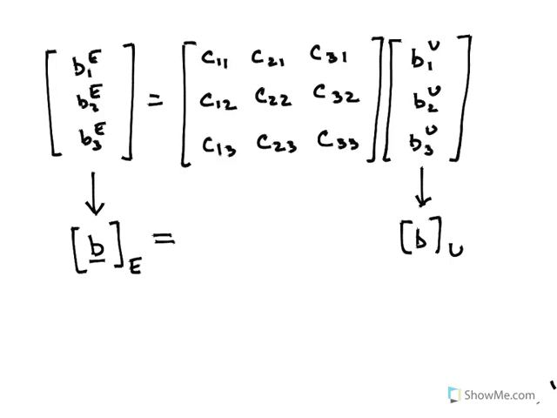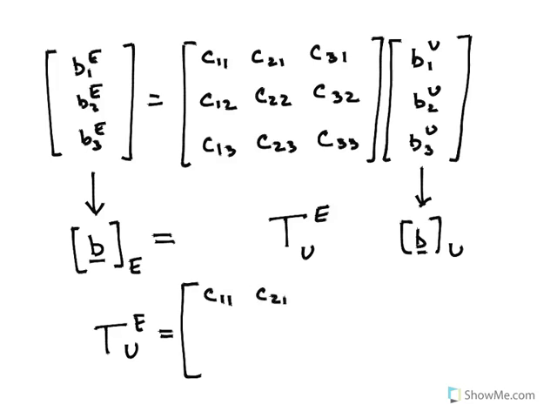Now, given that I'm expressing a vector in the coordinates defined by U on the right and by the coordinates defined by the basis E on the left, the matrix in between, that's multiplying these, has to be the matrix that transforms me from the basis U to the basis E. So I'm going to refer to this as the transformation of the components of the vector from the basis U to the basis E. So T U to E is equal to c11, c21, c31, c12, and then I'll just fill these in because it's the same matrix that we had before.